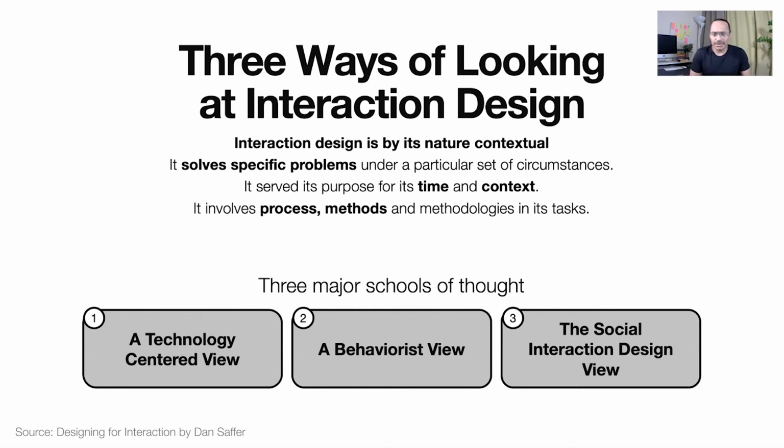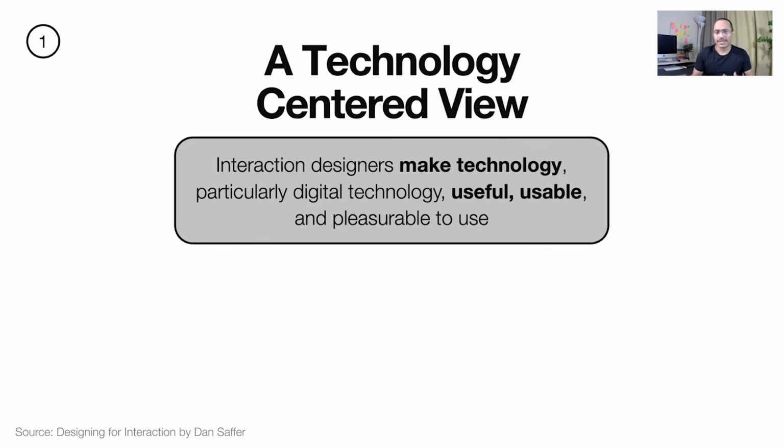These are the major schools of thought. One is the technology centered view, the other is the behaviorist view, and the third is the social interaction design view. Now let's understand what these are. It's good to have an understanding of this because it will help you understand when to use what, and also where to use a combination of all these.